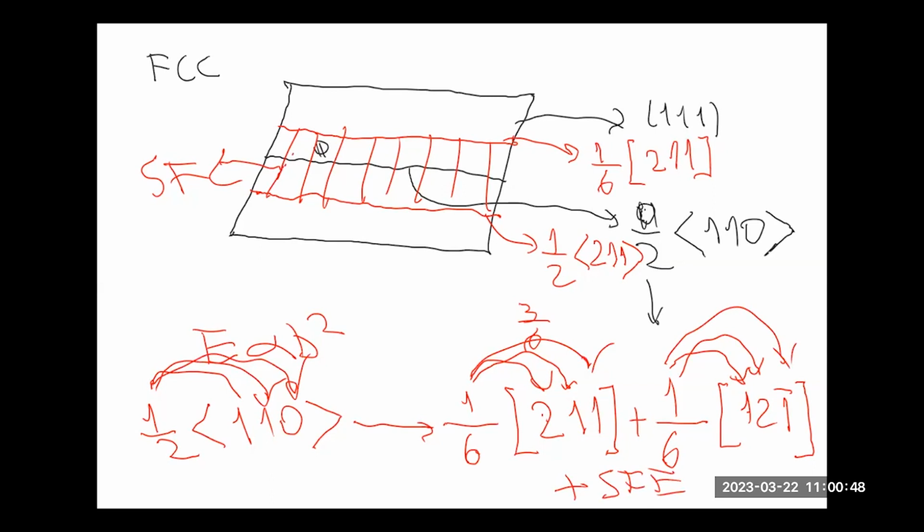Can I ask something before that? Go ahead. Like we said, it is 1 over 6 [211], and the second one is 1 over 6 [121]. I didn't get this part actually. So this is the <211> family.